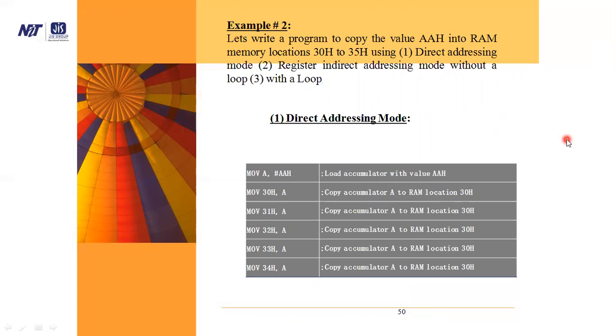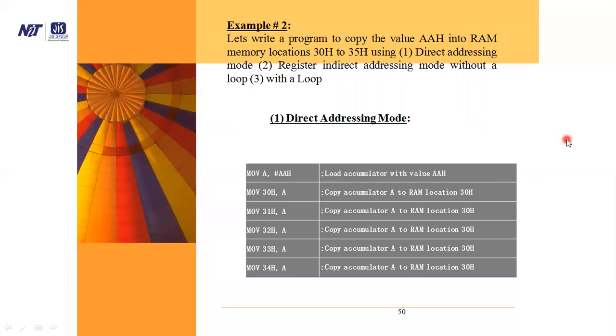MOV A, #AAH. Load the accumulator with the value AAH. MOV 30H, A. Copy the accumulator A to RAM location 30H. MOV 31H, A. Copy the accumulator to RAM location 31H. MOV 32H, A. Copy accumulator A to RAM location 32H.